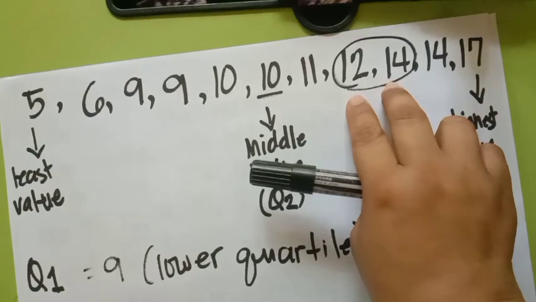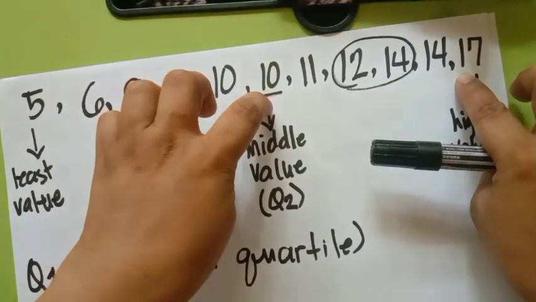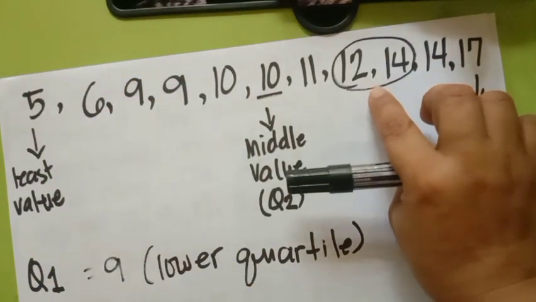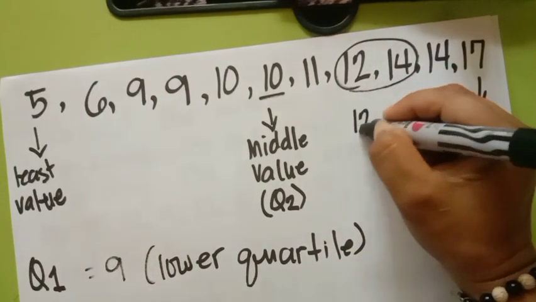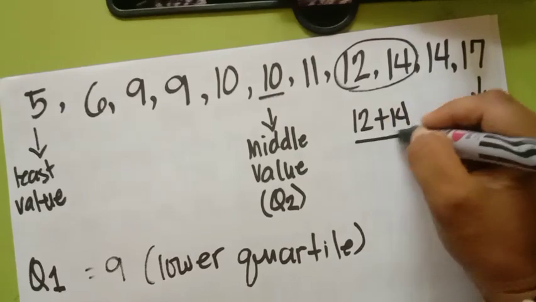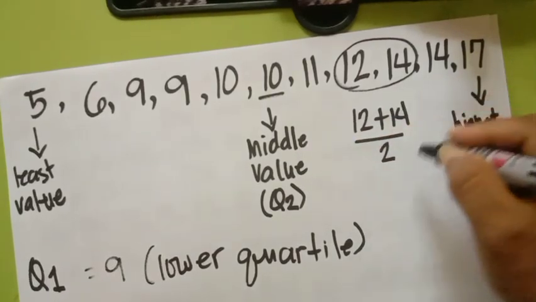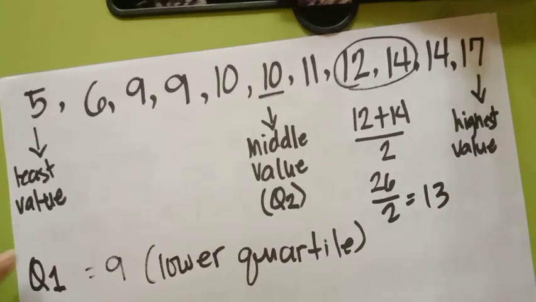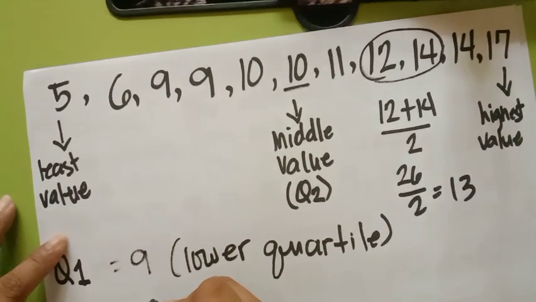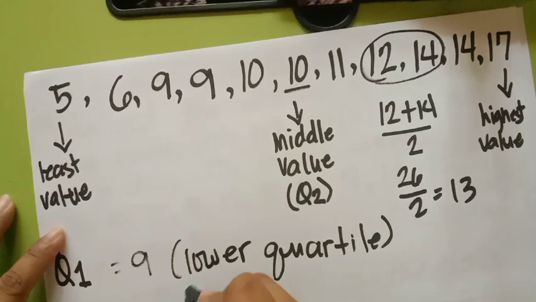So, pag ganitong dalawang value ang nasa pagitan niya, paano natin kukunin? Yung middle value between these two. So, i-add lang natin siya. 12 plus 14 divide 2. 12 plus 14 is 26, divide 2 is 13. So, therefore, third quartile or upper quartile is equal to 13.